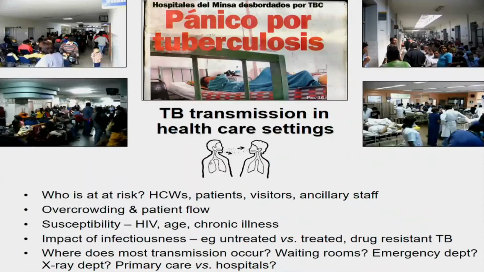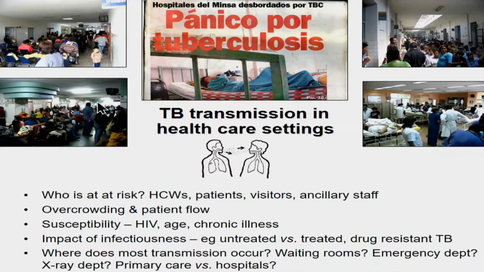You don't need to speak Spanish to understand that headline. Hospitales desbordados, overflowing with tuberculosis. And why is that? Well, overcrowding obviously is a big driver of that. Patient flow as well, certainly. You can see some of these very crowded. This is an emergency department. These are various different outpatient departments.